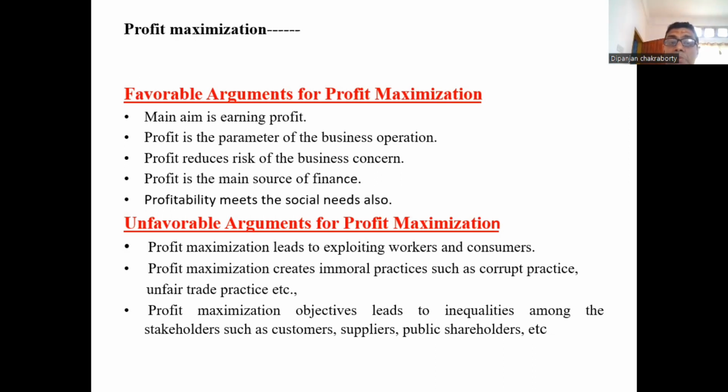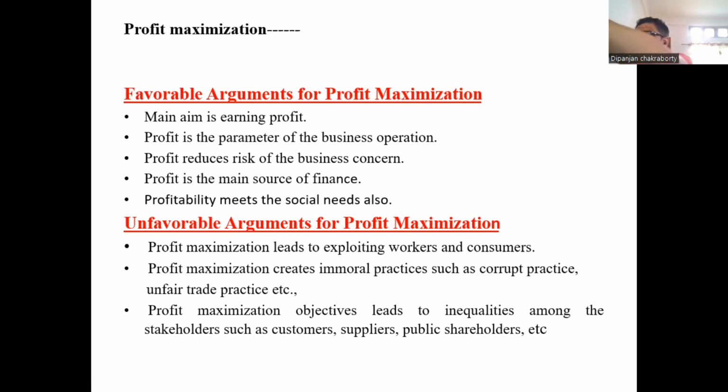We can satisfy the shareholders, customers, etc. But there are some unfavorable arguments against profit maximization. If the firm earns huge profits, those profits may be kept idle. Sometimes profit maximization leads to exploiting workers and consumers. We have seen in different international and national scenarios that profit maximization sometimes leads to exploitation of consumers and customers in the market.